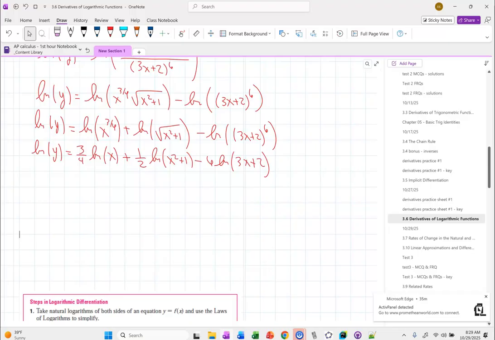How many of you looked at that and were like, okay, I can see what the final answer is going to look like? Not yet? That's okay. All right. So now we're going to start the calculus piece.